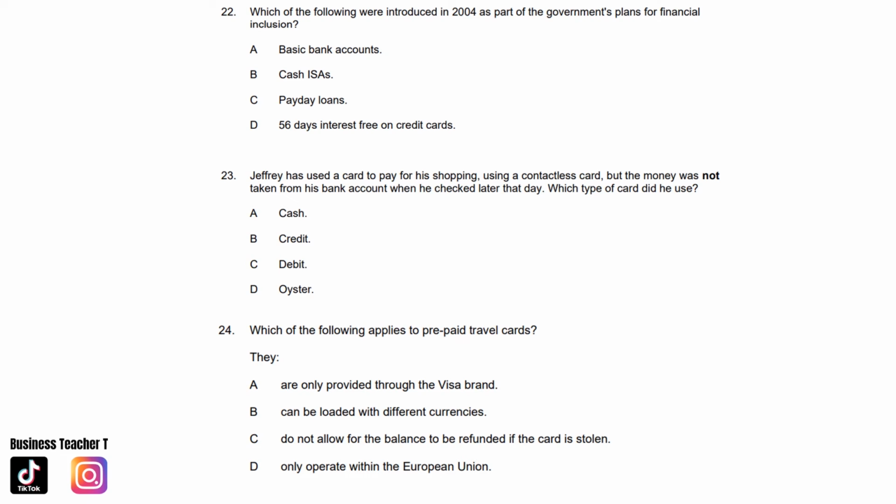And the answer is A. basic bank accounts. Question 23. Jeffrey has used a card to pay for his shopping using a contactless card, but the money was not taken from his bank account when he checked later that day. Which type of card did he use? Was it A. cash, B. credit, C. debit, or D. Oyster?